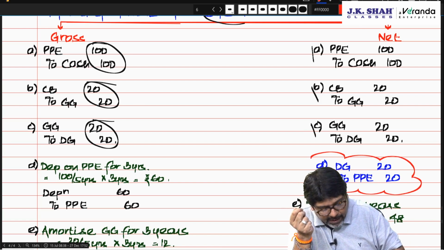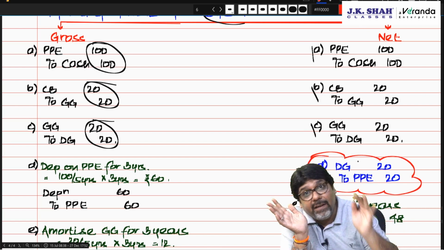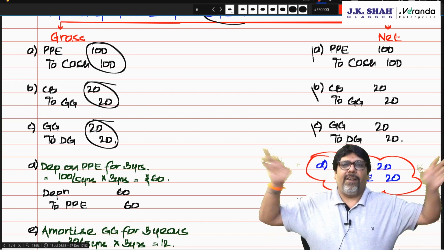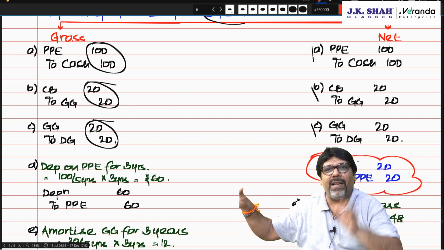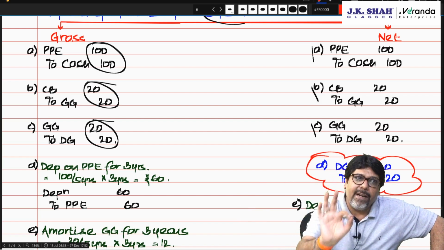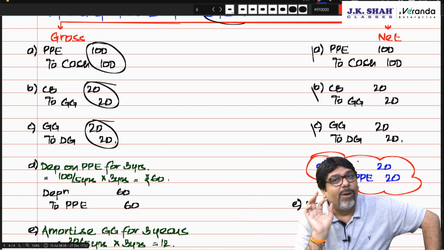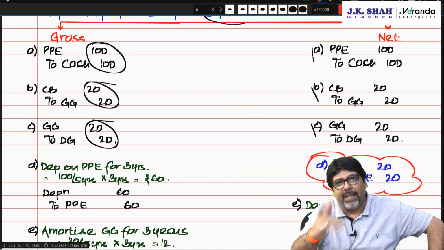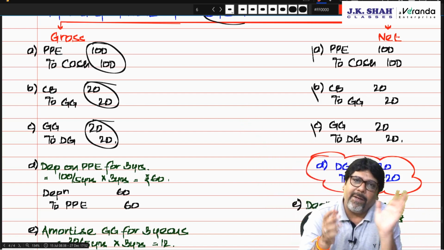DG to PPE. That means your PPE will now appear at 80 rupees. In the first case, chartered, in your balance sheet, asset side में 100 rupees का asset was appearing and liability side में 20 rupees का deferred grant was appearing. Over here, deferred grant, you have set it off against PPE and PPE is now appearing at 80 rupees. 80 rupees for a period of 5 years.